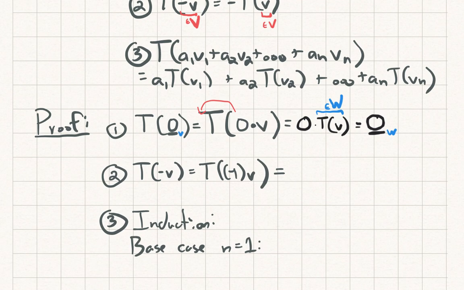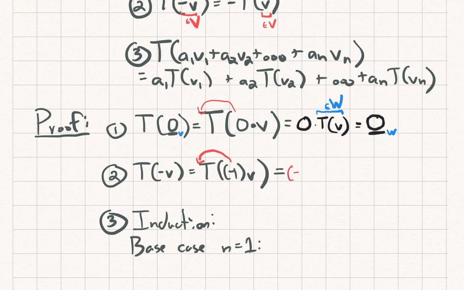We can do a very similar thing for negatives. So here, I know that negative v is the same thing as negative 1 times v. And we learned that back when we were first learning about vector spaces. And I'm going to do the same thing. I'm going to take that scalar outside. So this is the same thing as negative 1.